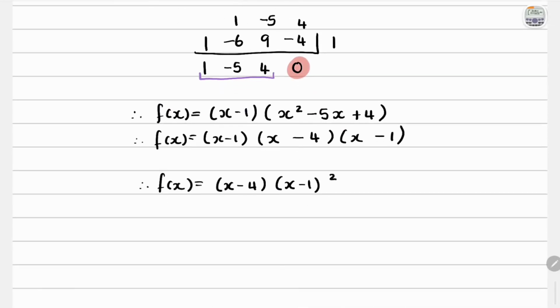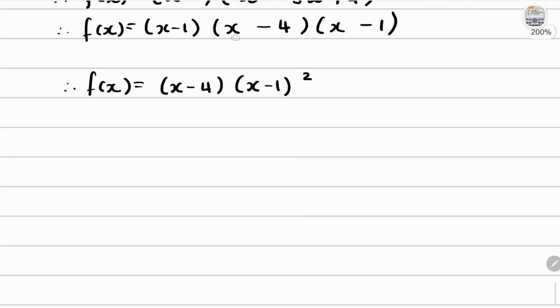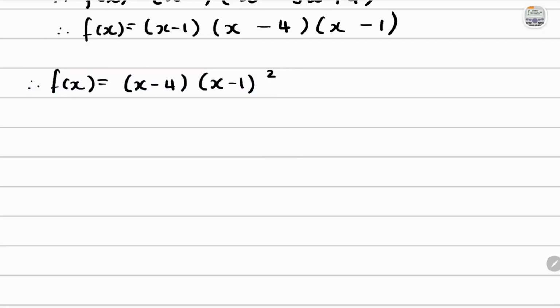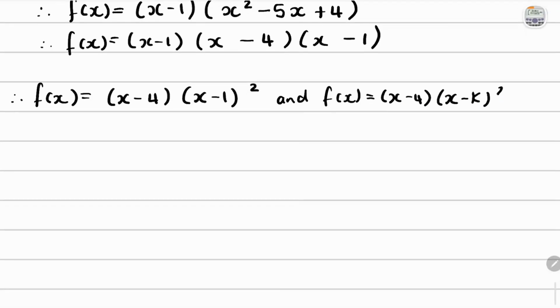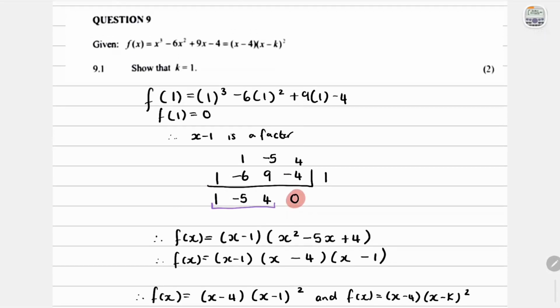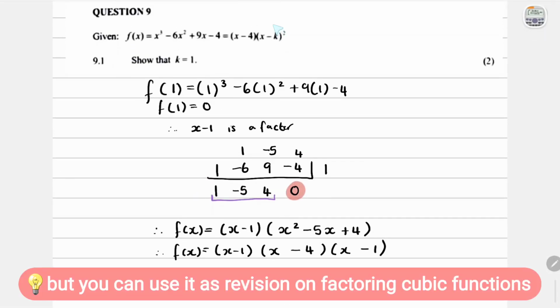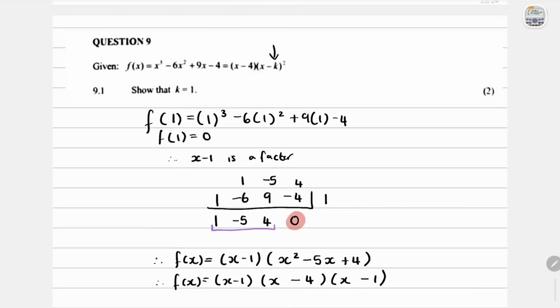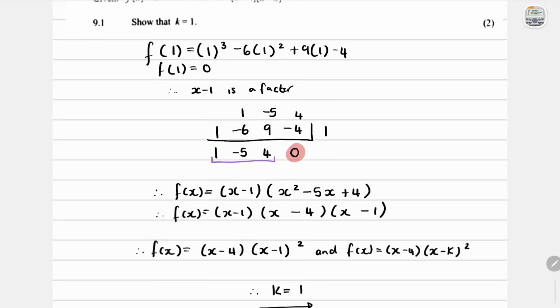K is 1. Okay, so you can say this, and you can also tell them, but this is what you guys told us about f of x. You said f of x was equal to x minus 4 and x minus k all squared. So since we can see that, that therefore concludes that k is equal to 1. Okay, I really think this was unnecessary. I felt like when it was a factor already, that was already proof enough that k was equal to 1. Okay, so that is it. Moving on to the next question.